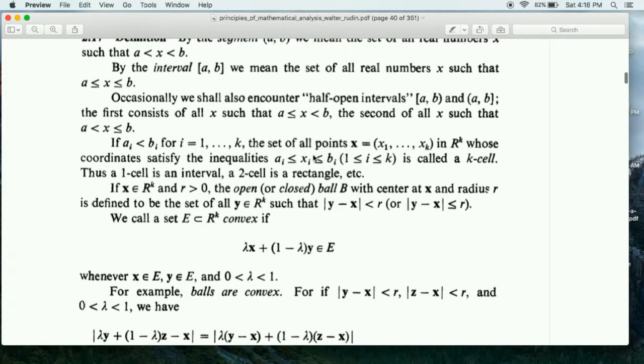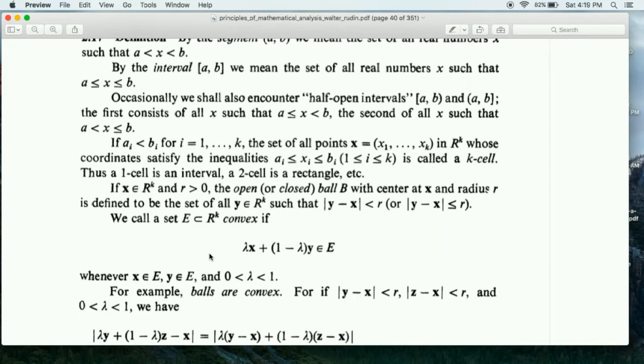And another notion is that of a k-cell. If a_i is less than b_i for some set of natural numbers i, all those points x in R^k whose coordinates lie between a_i and b_i, so x = (x1, x2, ..., xk), whose coordinate x1 lies between a1 and b1, x2 lies between a2 and b2, and so on, that set of points is called a k-cell. So an interval is a 1-cell. This closed interval [a, b] is a 1-cell. A 2-cell is a rectangle, and so on.